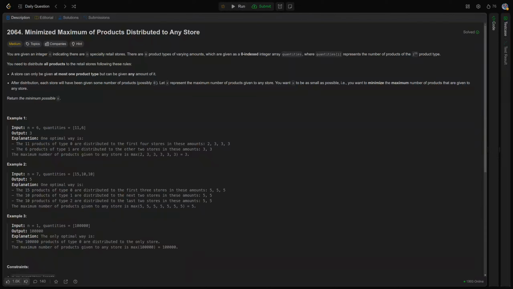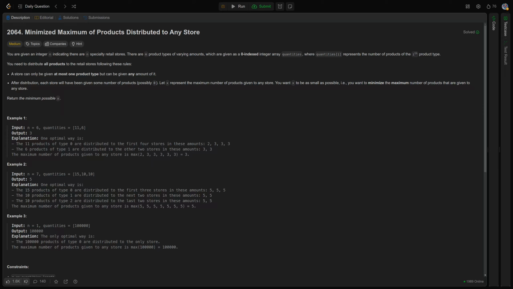Hi everyone. I'm going to be going over LeetCode problem 2064, Minimized Maximum of Products Distributed to Any Store. So let's just read the description together. You're given an integer n indicating there are n specialty retail stores. There are m product types of varying amounts, which are given as a zero-indexed integer array quantities, where quantities[i] represents the number of products of the ith product type.